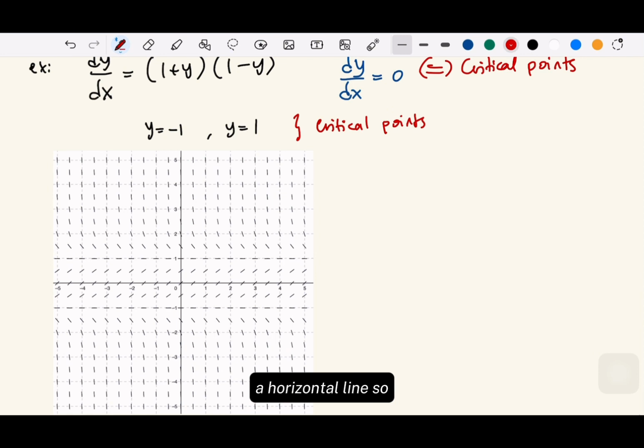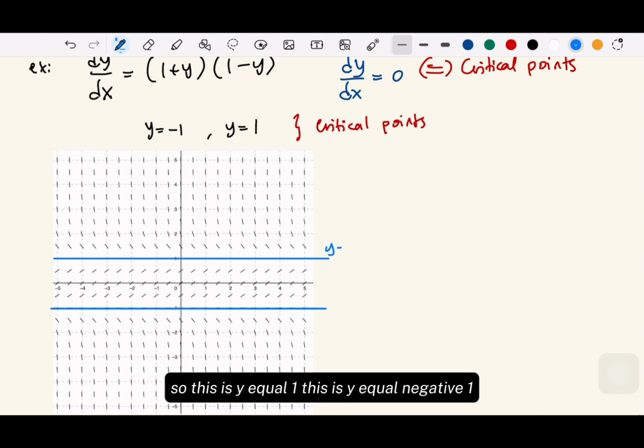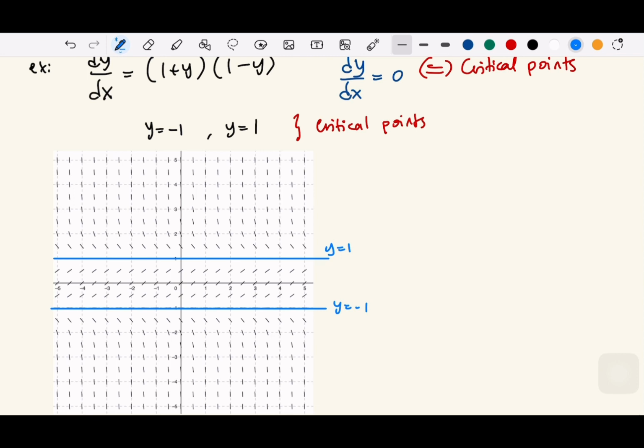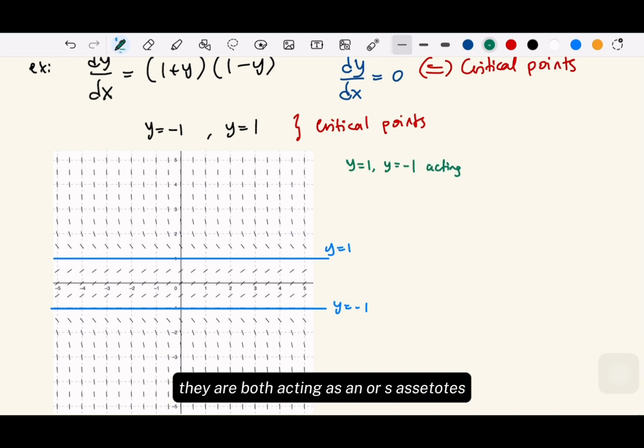Maybe in blue. This is y equals 1, and this is y equals negative 1. Now we could say that y equals 1 and y equals -1 are both acting as asymptotes.